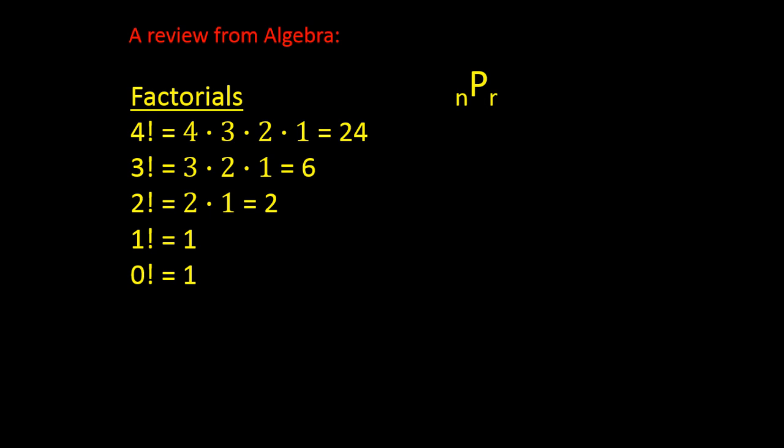Now here's why that may be important to us. If we want to write a general formula for how to choose r objects from a total of n objects when order matters, we can actually use a formula for that. So, a permutation of r objects chosen from n objects is equal to n factorial divided by n minus r factorial.